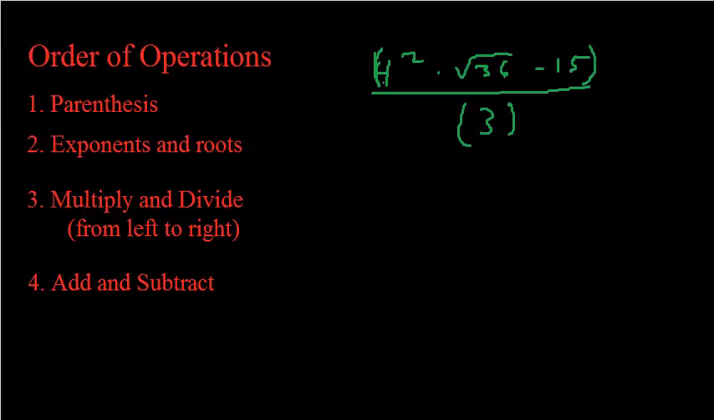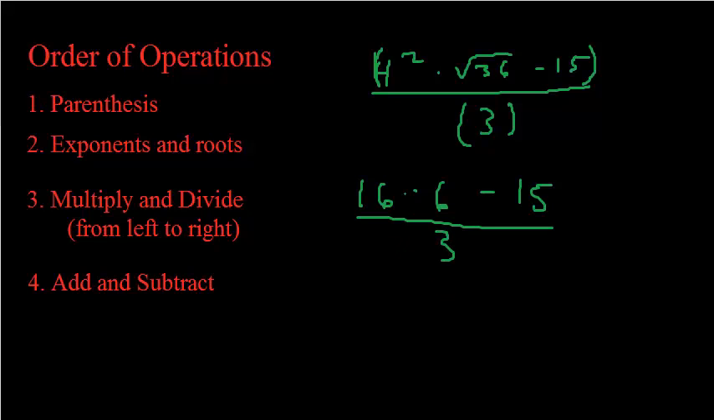So let's go ahead and follow our order of operations for our numerator here and our denominator. Up top, we're going to do exponents and roots first. So 4 squared and the square root of 36. That gives me 16 times 6 minus 15. Down here we just have 3, so we'll bring down that 3.